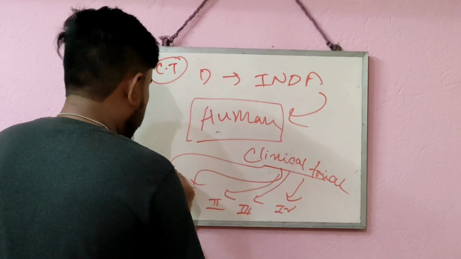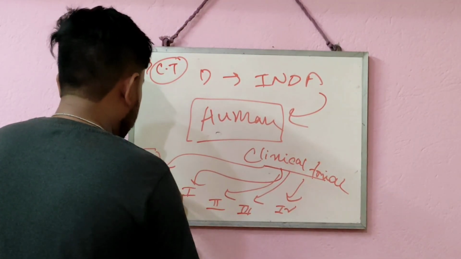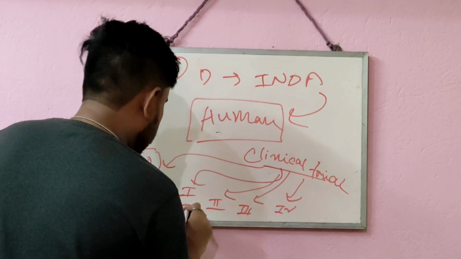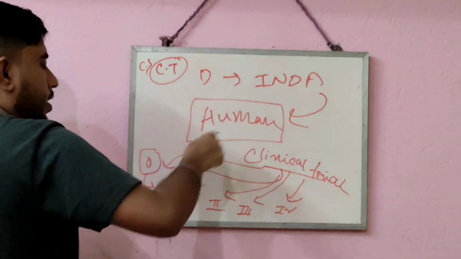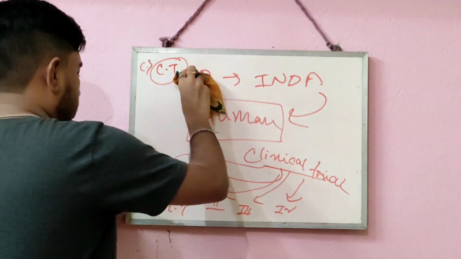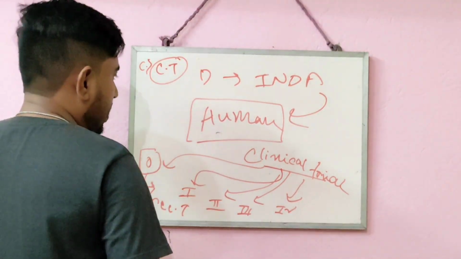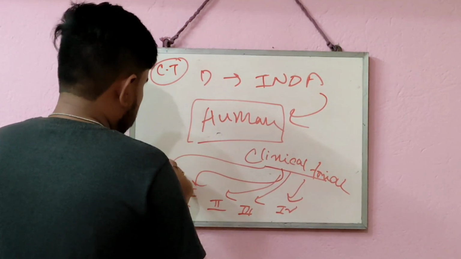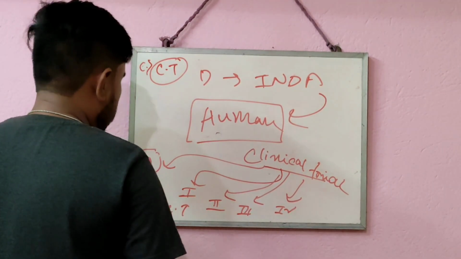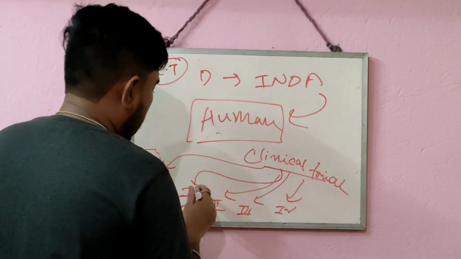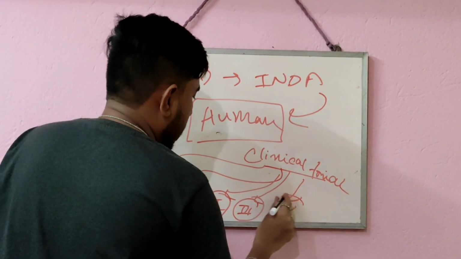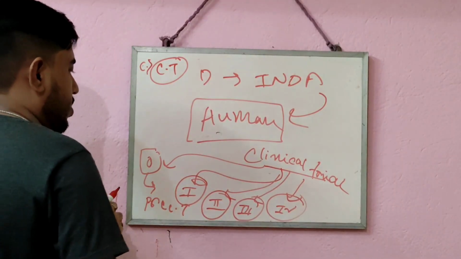And phase 0 is also there. That 0 is called preclinical trials, which I have already discussed, before IND or investigational new drug application. So we have to now go through the different phases of clinical trials. I already discussed phase 0 or preclinical testing. Now we have to discuss phase 1, phase 2, phase 3 and phase 4 of clinical trials.